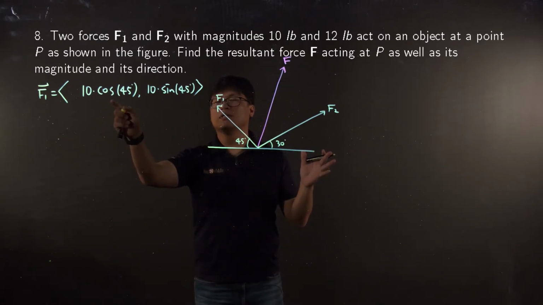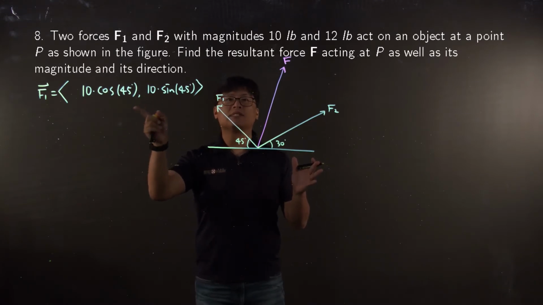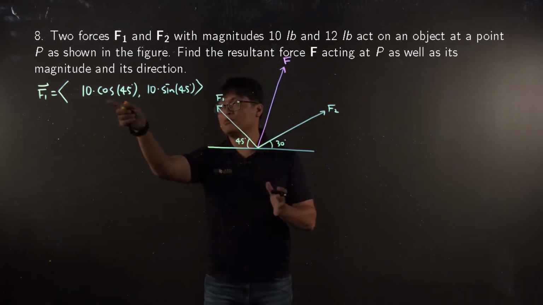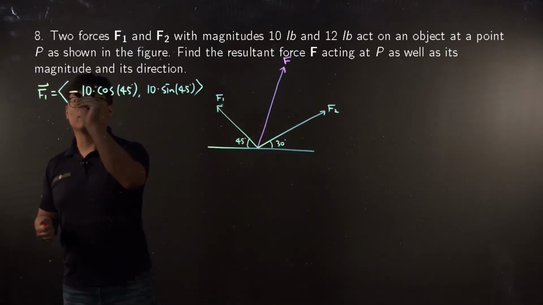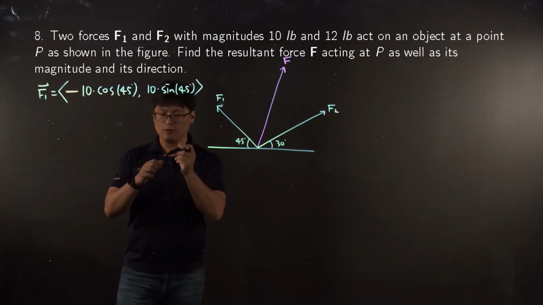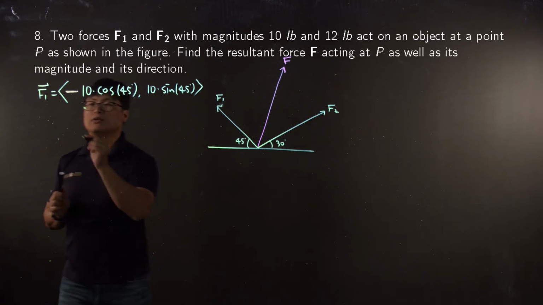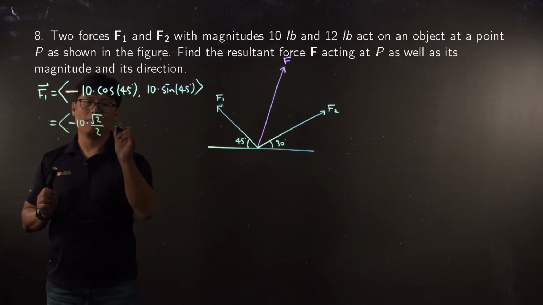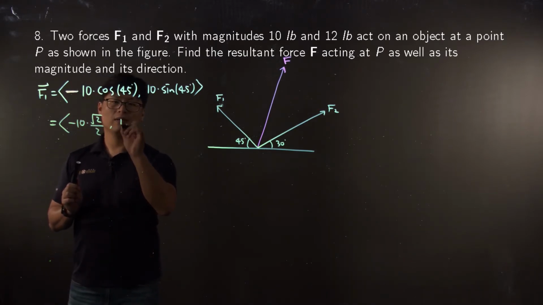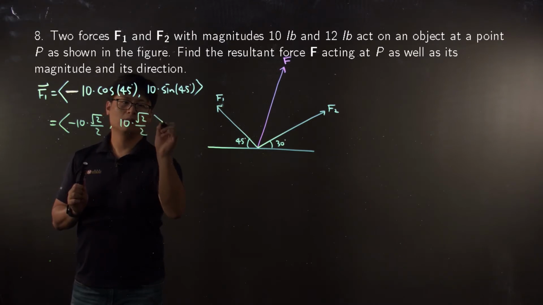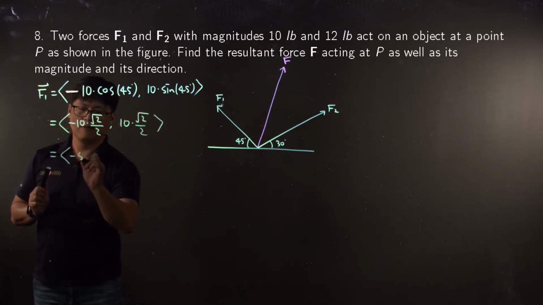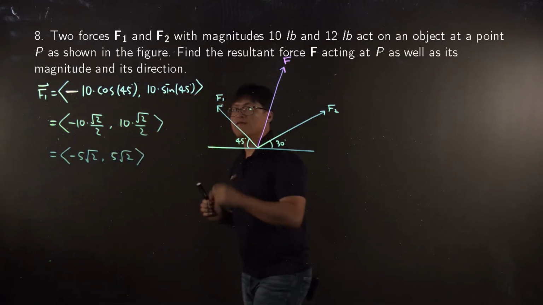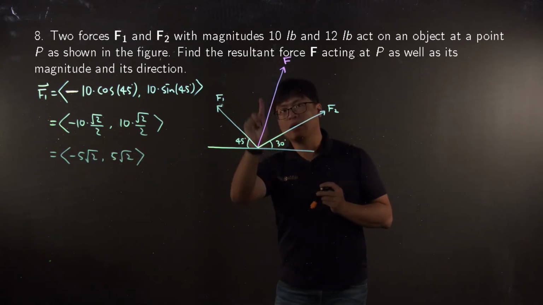Since we didn't use the real angle but the reference angle, you have to decide the sign of your x component by yourself. Look at that, pointing to the negative side, which means your x component must be negative. Don't forget this. If you miss this one, your answer will be wrong. So this is equal to negative 10 times, and you have to remember these special angle trigonometric functions, 10 times this, which is negative 5 square root of 2, and 5 square root of 2. That is your F1 vector: negative x component and positive y component.